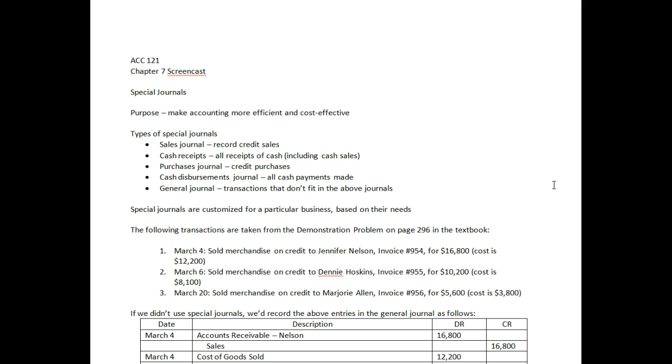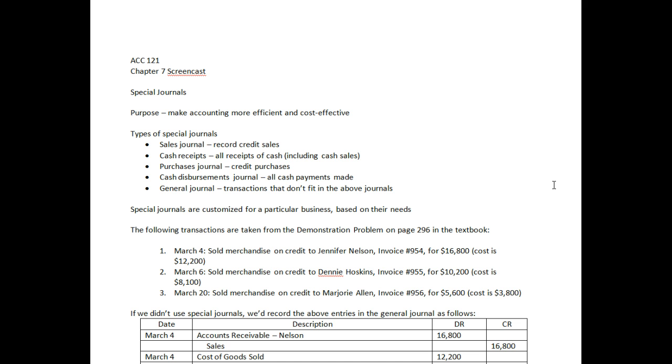The purchases journal, we use that to record purchases on credit, so where we're buying things from suppliers, and we would record those to accounts payable. Those would go here in the purchases journal. The cash disbursements journal, we record all cash payments made. So whether we're paying payroll, we're paying vendors for accounts payable, any cash that's going out would be recorded in the cash disbursements journal. We also still have the general journal.